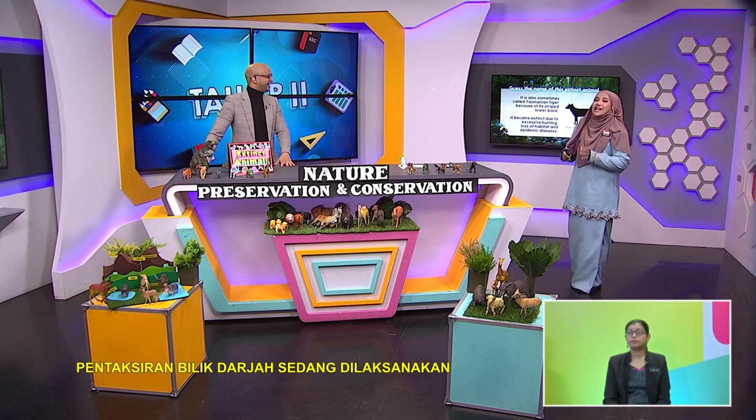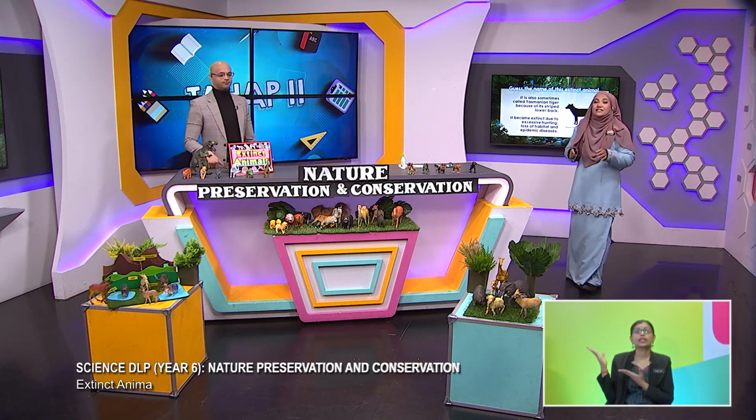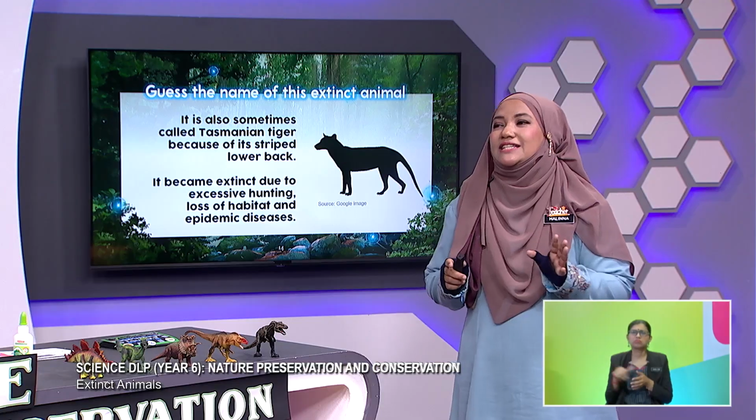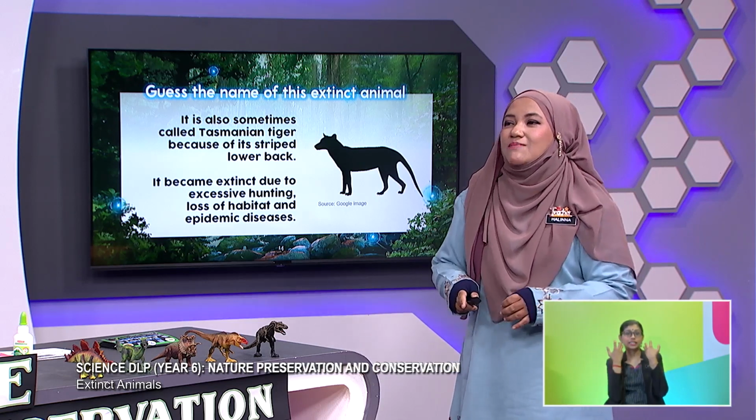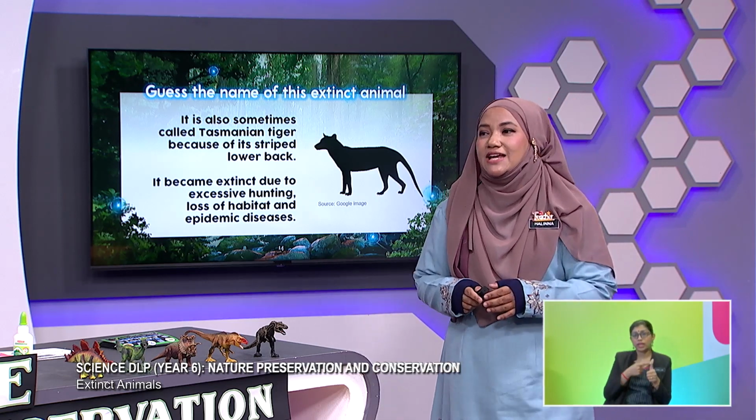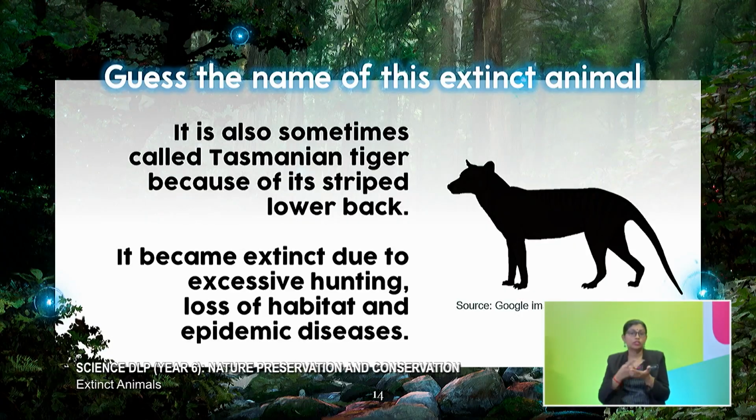Right. Last but not least. Sometimes this is also called a Tasmanian tiger. I want to know the other name for it because of its striped lower back, and it became extinct due to excessive hunting, loss of habitat, and epidemic diseases.